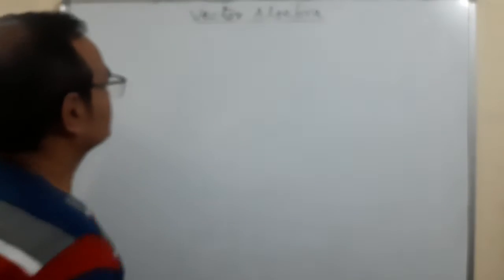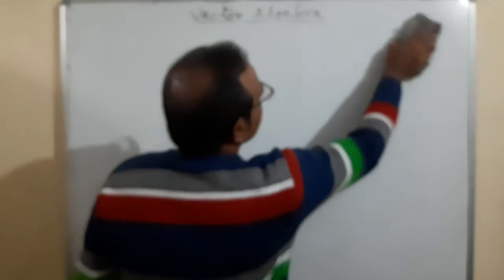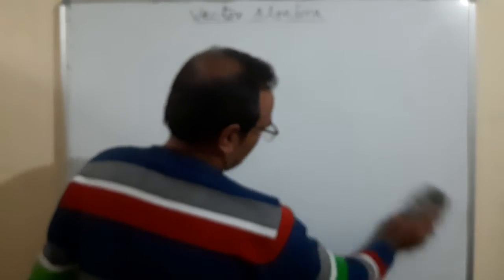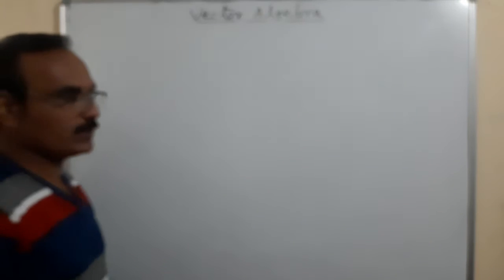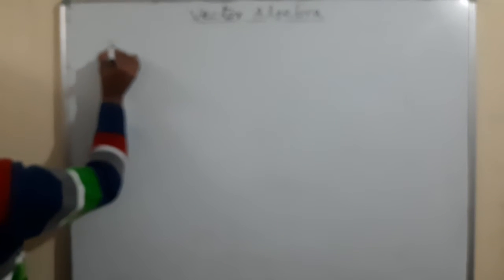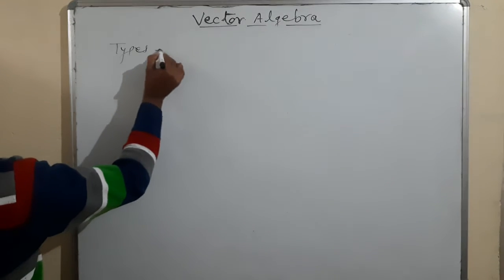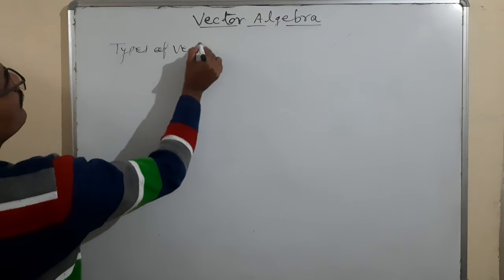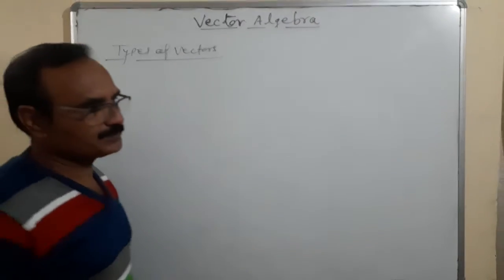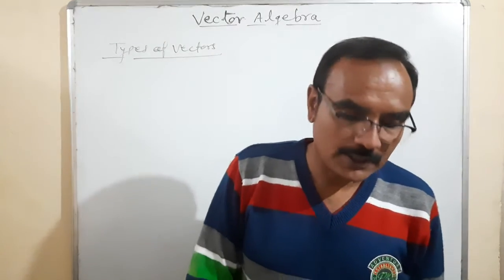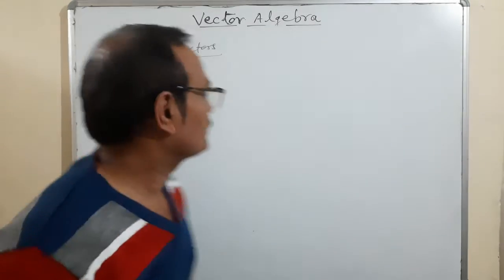Types of vectors. It's very important, very basic things. If you understand the basic things, after that you don't have any problem in solving the questions. Types of vectors. Okay. Number one, types of vectors, zero vectors.